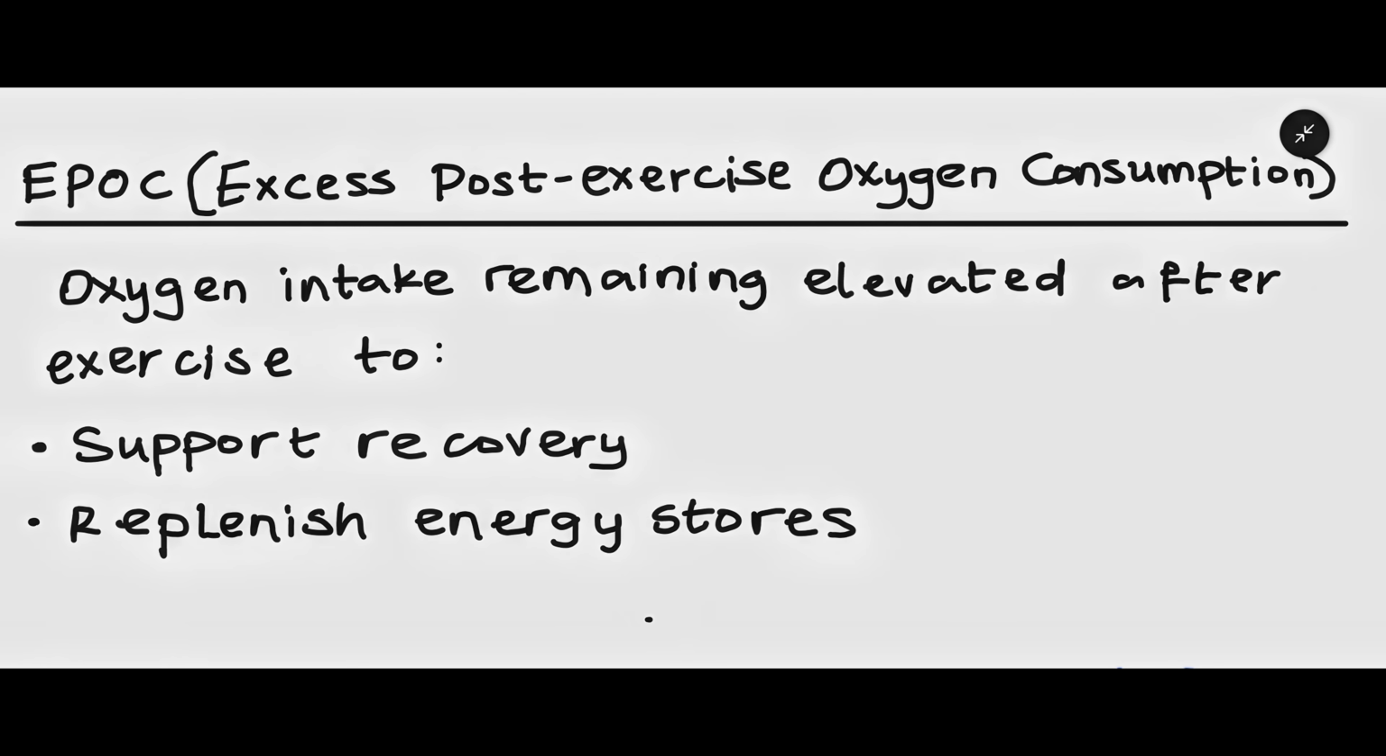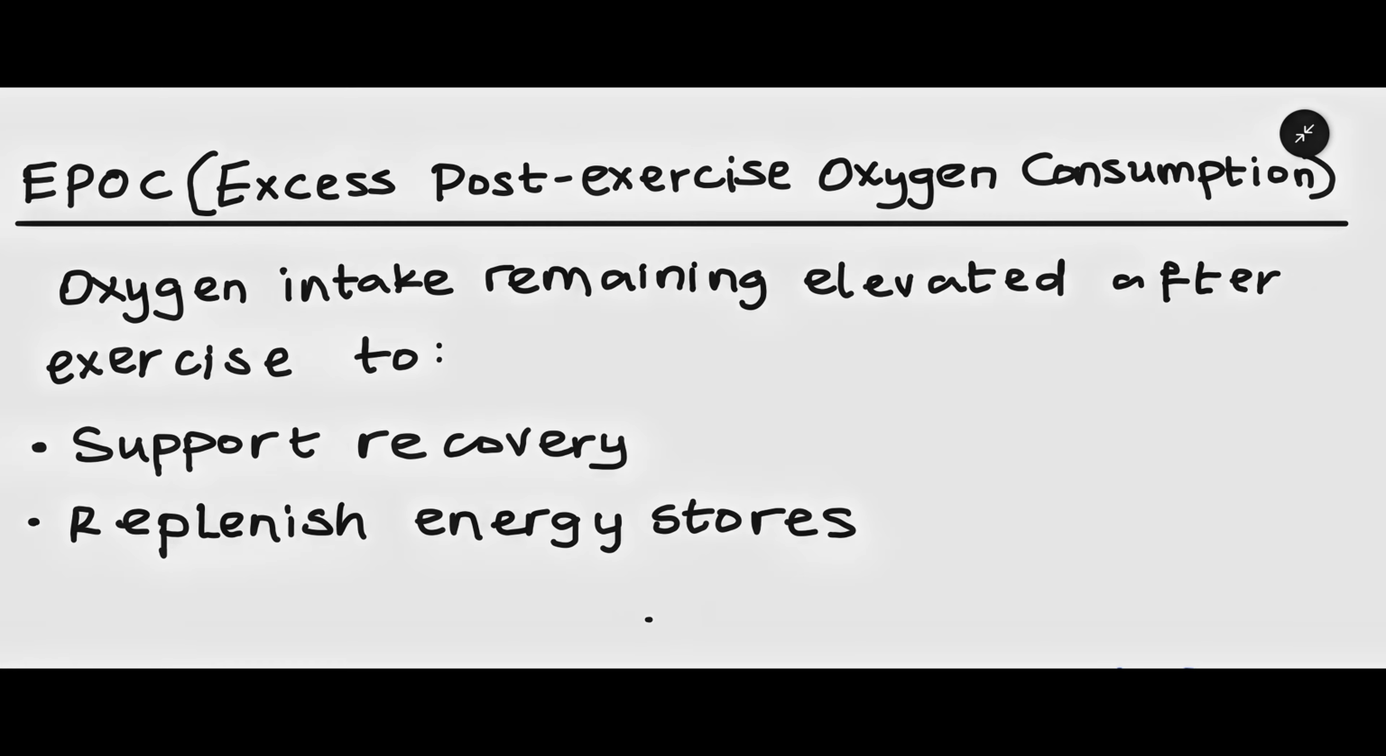Now let's move to one of the most important performance indicators in endurance sport. VO2 max. VO2 max is the maximum rate at which the body can take in, transport, and use oxygen during intense exercise. In short, it is a measure of aerobic power. The higher the VO2 max, the greater the athlete's capacity for sustained aerobic work.